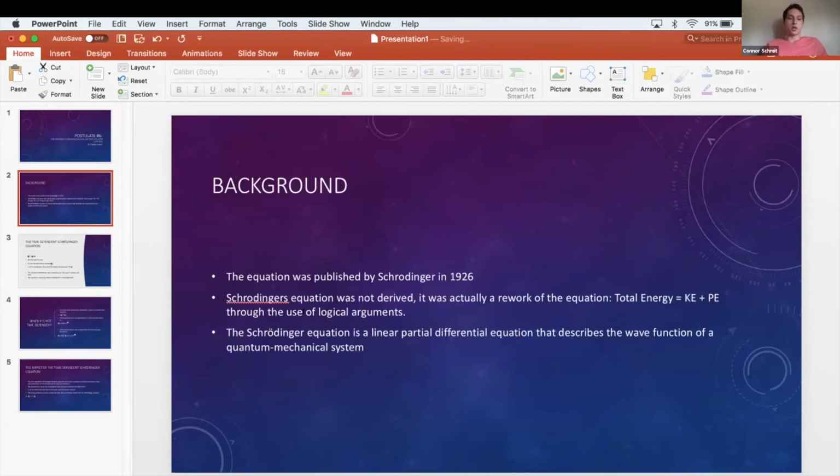Based on the information I could find, Schrodinger's equation wasn't necessarily derived. It was actually a rework of the equation, total energy equals kinetic energy plus potential energy. And he did this through the use of logical arguments. The Schrodinger equation is a linear partial differential equation that describes the wave function of a quantum mechanical system.